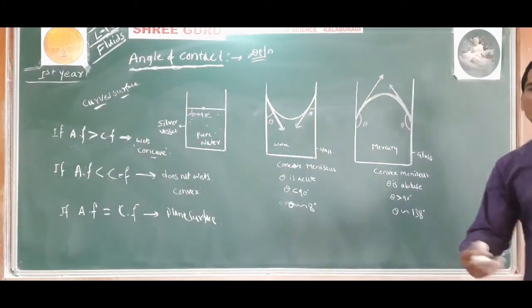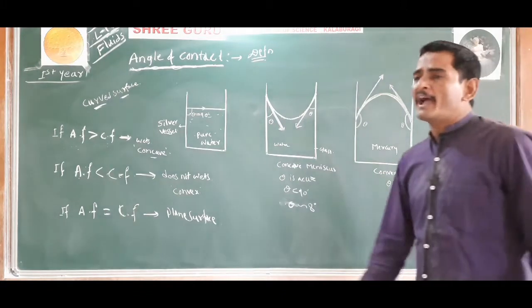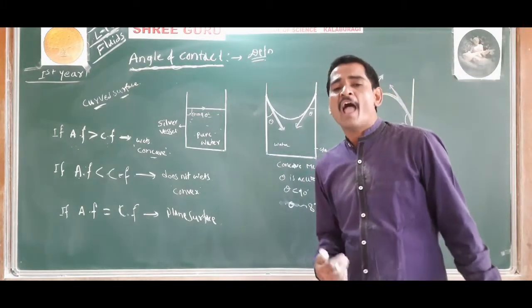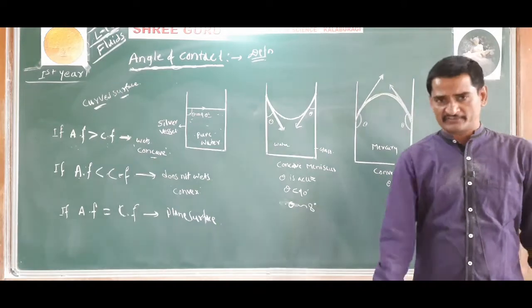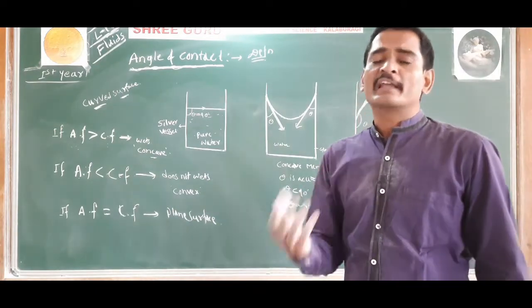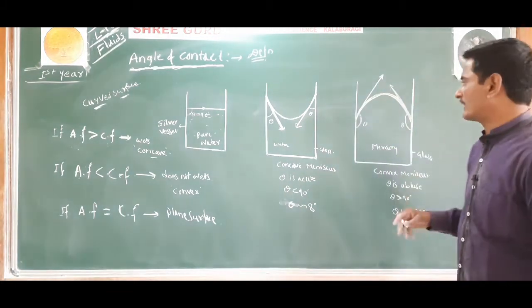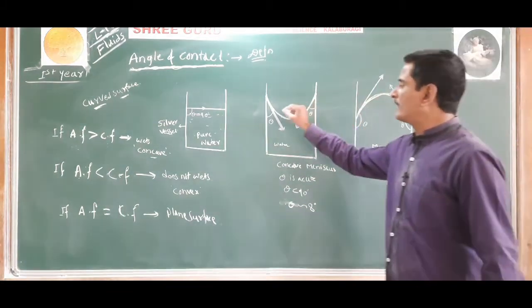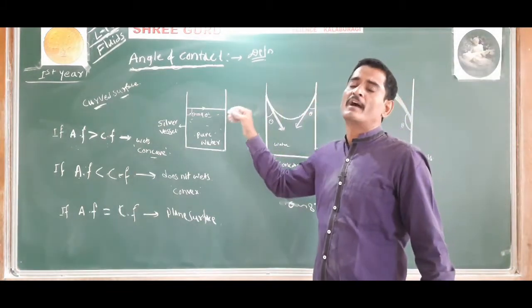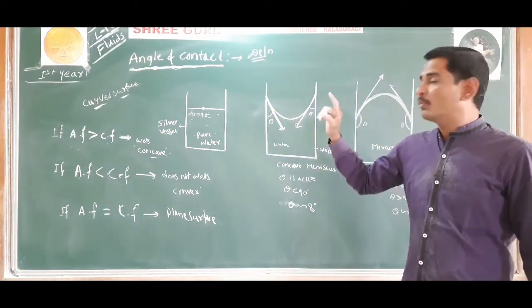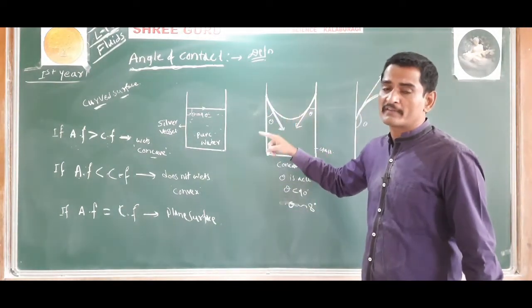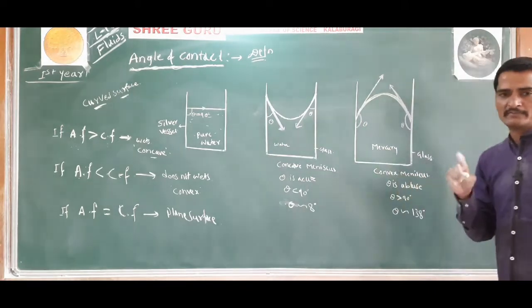Another way, we will tell another definition. Angle of contact is the angle made by the tangents drawn to the liquid surface and solid surface. You draw two tangents, one tangent to the liquid surface and another tangent to the solid surface, like that.